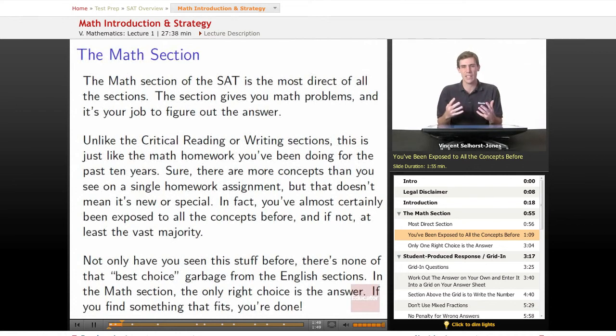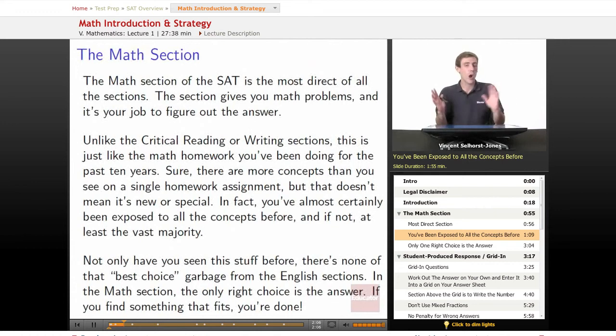The English sections in the SAT are basically requiring you to use a skill that you've sort of been training in school but haven't been directly training. But math, you've been directly training for it. It's just what you've been doing for a long time now. It's just like any homework assignment. You get problems, you answer problems.